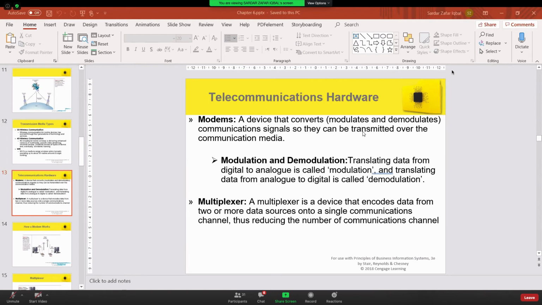There are two operations, modulation and demodulation, from digital to analog and analog to digital, so communication signals can be transmitted over the communication media. Translating data from digital to analog is called modulation, and translating data from analog to digital is called demodulation.